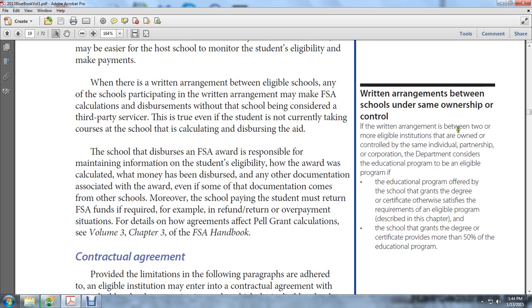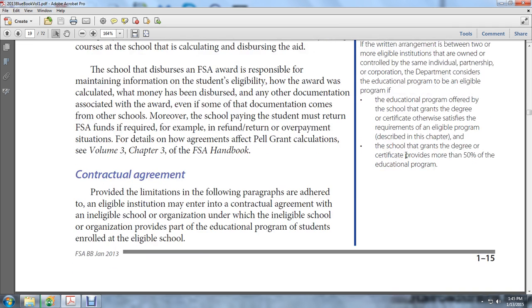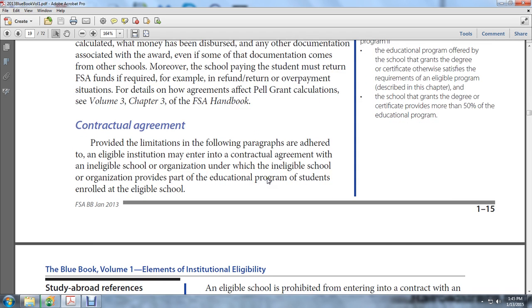Written agreements. If a written agreement is between two or more eligible institutions that are owned or controlled by the same individual, partnership, or corporation, the department considers the educational program to be an eligible program if the educational program offered by the school that grants the degree or certificate otherwise satisfies the requirements of an eligible program described in this chapter. The school that grants the degree certifies that it provides more than 50% of the educational program. The following paragraphs provide limitations on eligible institutions' contractual agreements with ineligible schools or organizations, where the ineligible school or organization provides parts of the educational program of students enrolled in the eligible school.